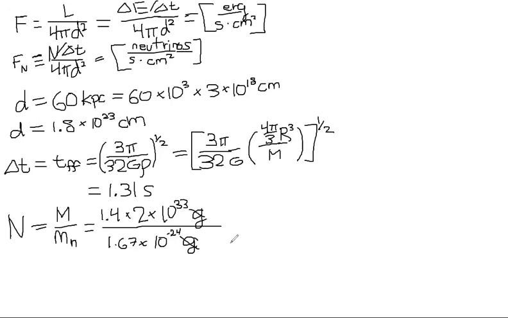Units of grams will cancel out. And then maybe I'll work to the right here to save some space. You get an absurd number of both neutrons created and also neutrinos released, 1.66 times 10 to the 57th.